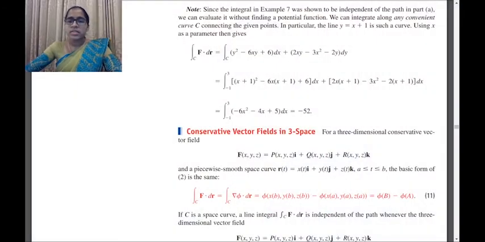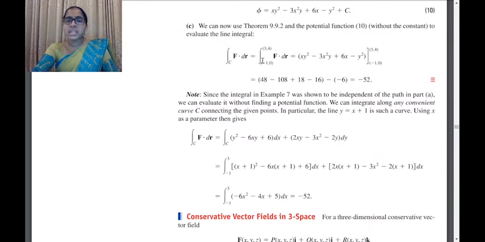In the previous lecture, we had seen how to find the potential function corresponding to a conservative vector field, and we had done an example related to the same. Now, let us see that example once again. We are asked to find the integral over C of F dot dr, and the variation was from (-1, 0) to (3, 4). These were the endpoints, and we did the example by finding the potential function and using theorem 9.9.2.